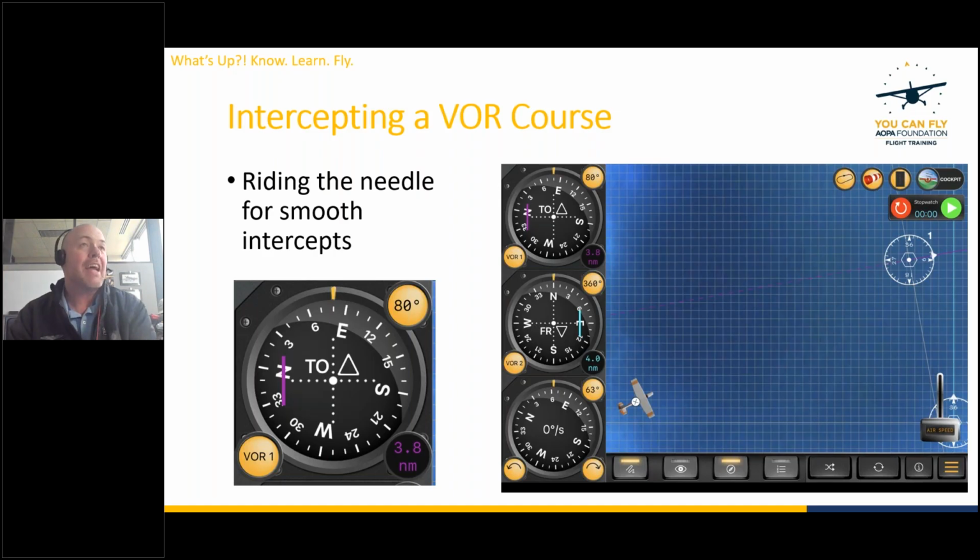So this one now is, how do we intercept the VOR course? I know that the standard teaching is you set up maybe like a 45-degree intercept, maybe a 30-degree intercept, and just fly it till it centers and turn. I have found this little trick called riding the needle, I call it. I had an instructor of mine in the past call it riding the lubber line on an HSI. It makes a nice, smooth intercept.